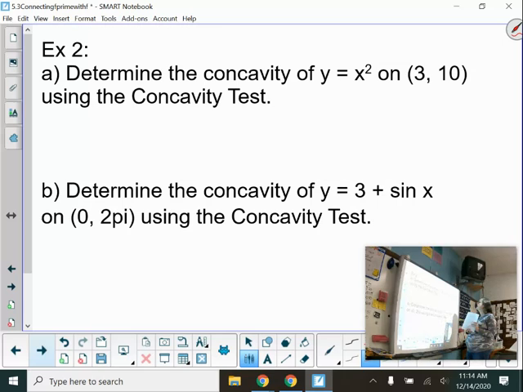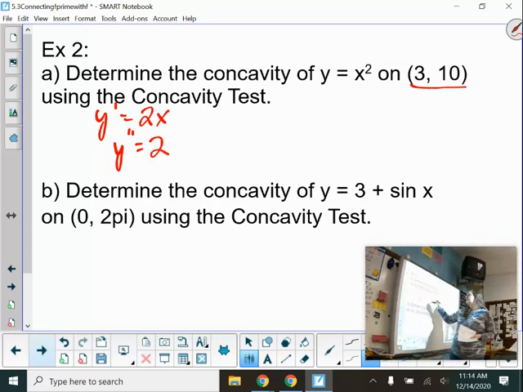So the concavity test from 3 to 10, we need to take the second derivative, because you want to set the second derivative equal to 0 and then figure out where it's 0, because that's going to be the boundary again between your positives and negatives. So if I look at the first derivative here of x squared, that's going to be 2x. The second derivative is 2.